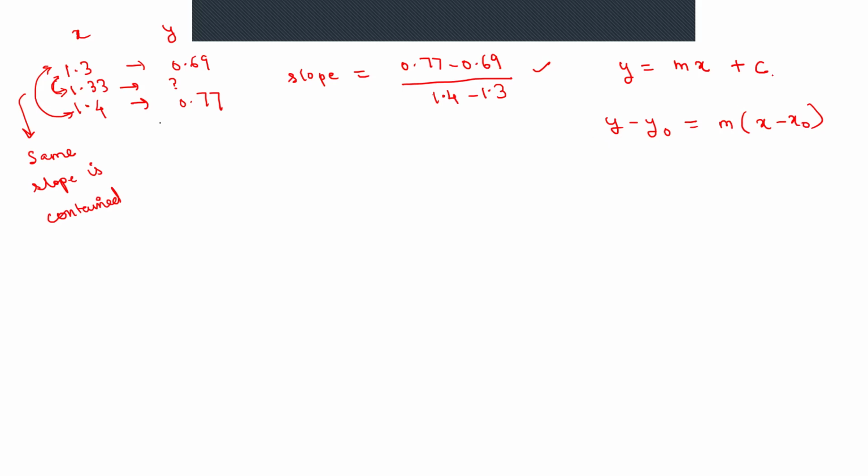Or this one you can derive from y is equal to mx plus c. So you will subtract the equation at two different points. So you will use this. You will equate this to y, which is unknown, minus y naught, which is 0.69, by x. X is 1.33, right? So 1.33 minus x naught, which is 1.3.